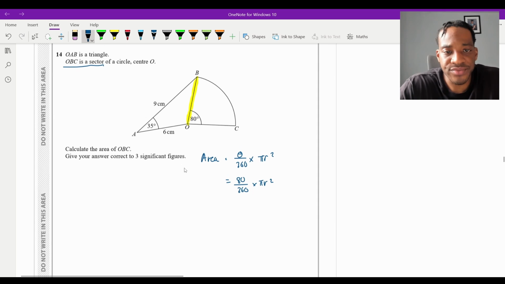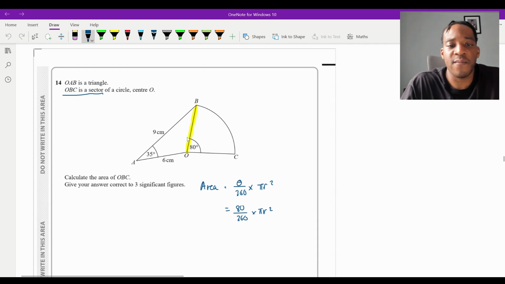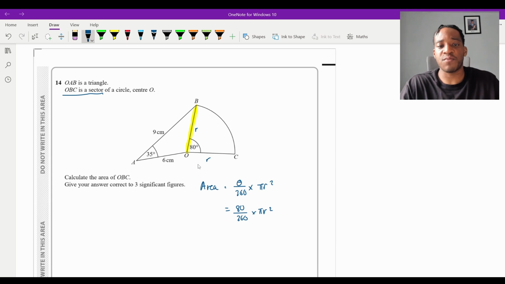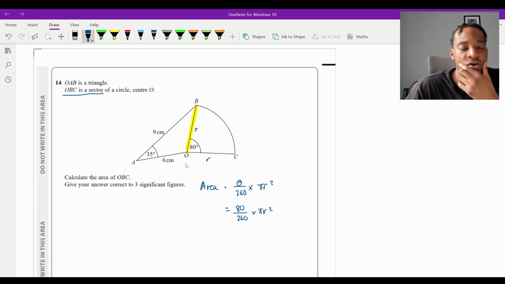So I'm just going to zoom in a bit now. So the radius, remember, if this is the sector, and they've told us that the center's O, then this distance here in yellow is going to be the radius, isn't it? And so is this one, to be fair. So these are both the radii. Now, how do we find that distance? Because that's the key to the question.